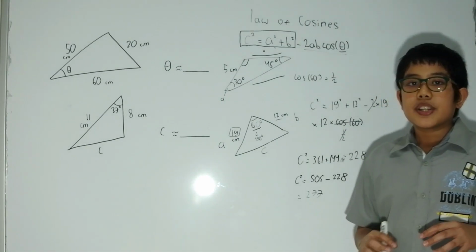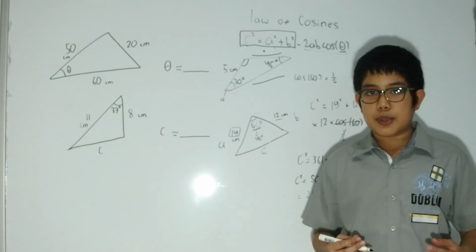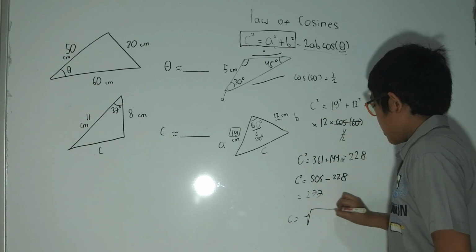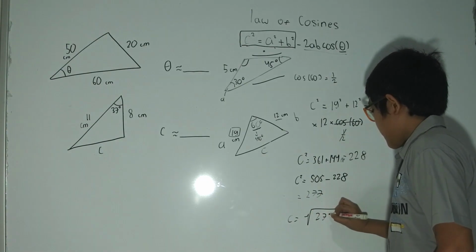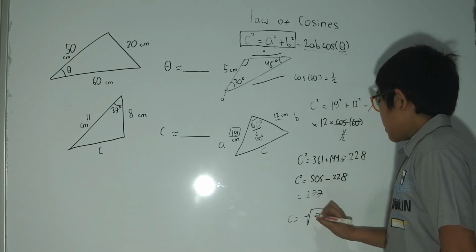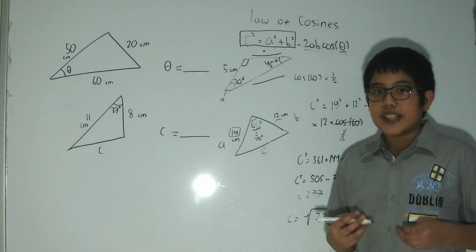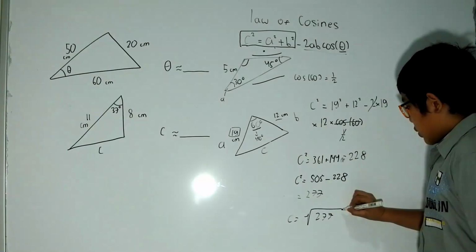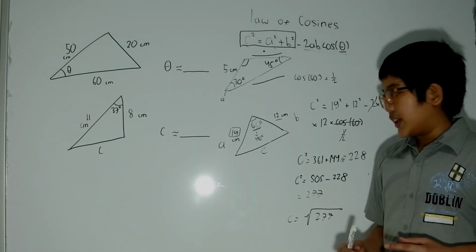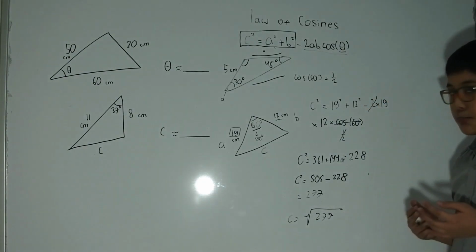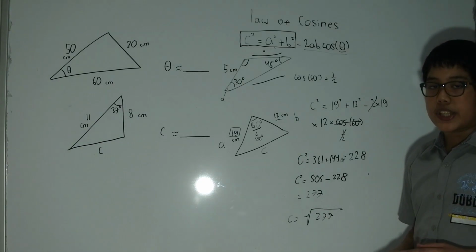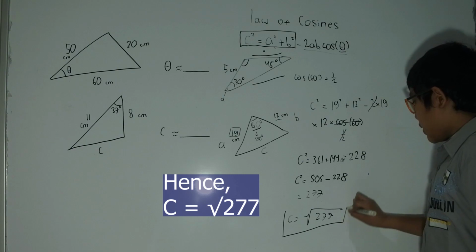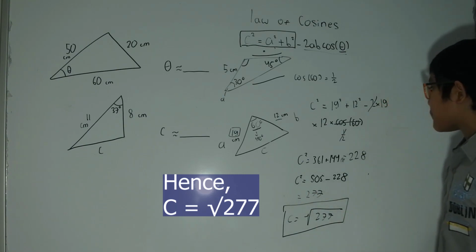So then, to avoid any irrational number issues, C is going to be the square root of 277, which we can simplify into a decimal, but it would be irrational. So let's just leave it as an irrational number like here. So then we can just simplify it. But because this is a prime number, we cannot simplify further. So then C is the square root of 277.